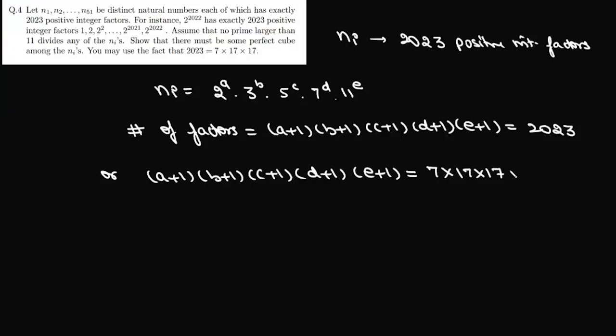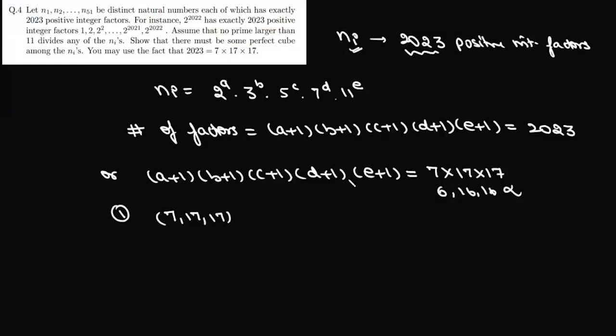Now we have taken 51 such numbers. So here what we are going to do is count how many numbers ni are possible so that they have 2023 positive integer factors and yet they are not a perfect cube. So one case is if we take these 7, 17 and 17 separately. In this case, one of the exponents will be 6 and then 16 and 16, which doesn't make a cube. So the first case is when we have 7, 17 and 17.